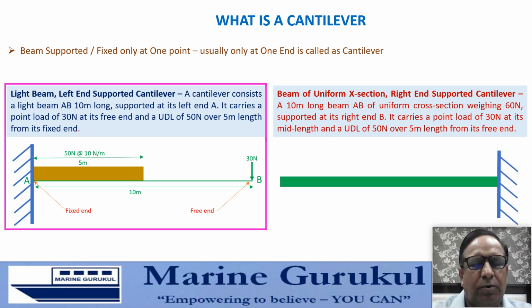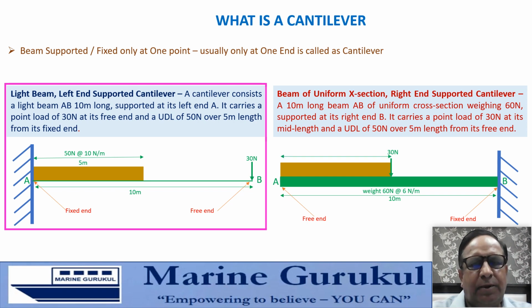So here is the support. This is the beam of uniform cross section supported at its right end B. Obviously B is the fixed end then, and A is the free end. The length of the beam is in meters as given, weighing 60 newtons at the rate of 6 newtons per meter. At the mid length we have this point weight of 30 newtons, and over 5 meters from the free end we have a uniformly distributed load of 50 newtons, which is distributed at the rate of 10 newtons per meter.